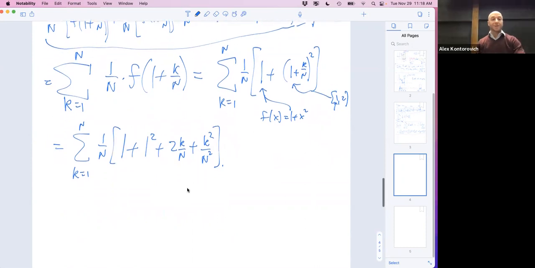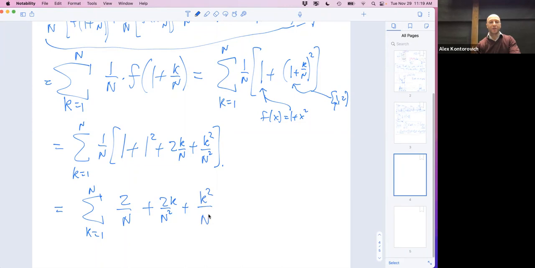Okay. Well, if we're going to add a finite number of terms, and then we're going to add all these things together, let's multiply through the 1 over n everywhere. So let's simplify a little bit. This 1 plus 1 is 2, and I have a 1 over n. So that's 2 over n. Then I have a 2k over n times a 1 over n. So this is 2k over n squared. And how about this last term? k squared over n cubed.